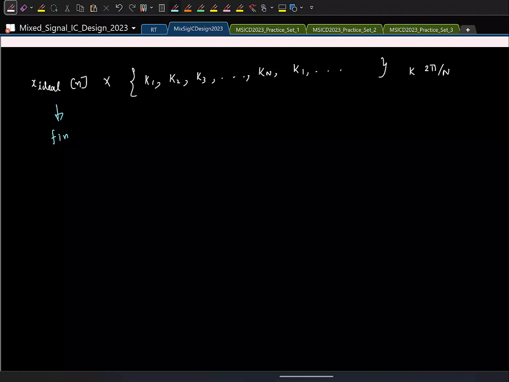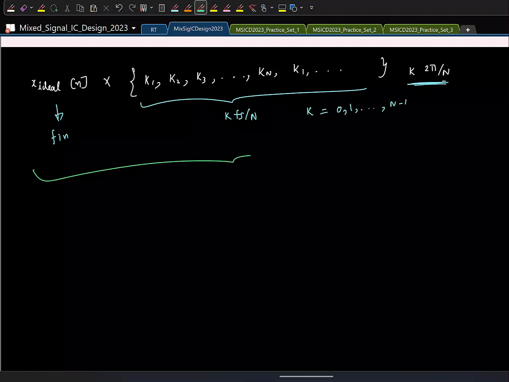Continuous time frequency, what does this map to? k 2 pi by n. In continuous time frequency, it maps to k Fs by n, where k goes from 0 to n minus 1. Now multiplying these two, what will be the frequency components I'll get? Fin is multiplied with the sinusoid at k Fs by n. What are the tones I'll get?